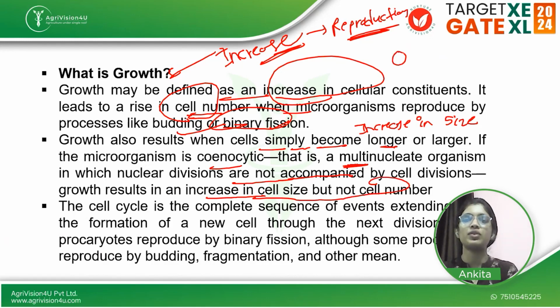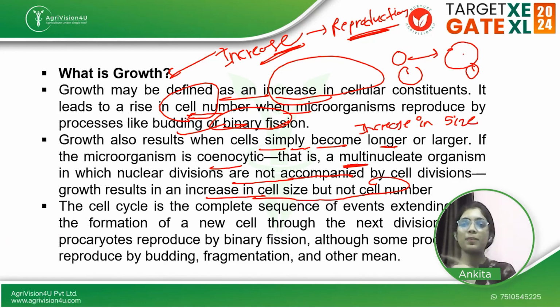Means if you have this cell, after growth it will become like this, but if this is one cell, here also you will get one cell. It won't be two or four. Cell number won't increase. Only your cell size will increase in such cases.